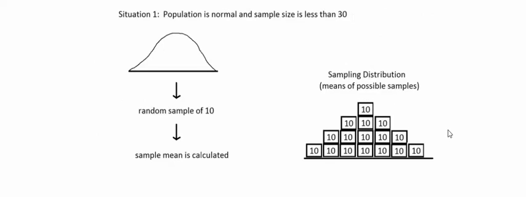I think it'll help you understand this topic a little bit better if we go through some concrete examples. So let's look at a few different situations. In this situation, the population is normal and the sample size is less than 30. We have a population that has a normal distribution right here. A random sample of 10 people is being selected, and the mean of the 10 people is being calculated. In this situation, the possible samples of 10 people have a normal distribution because, like I said earlier, when the population is normal, then the sampling distribution is normal. The sample size doesn't matter.